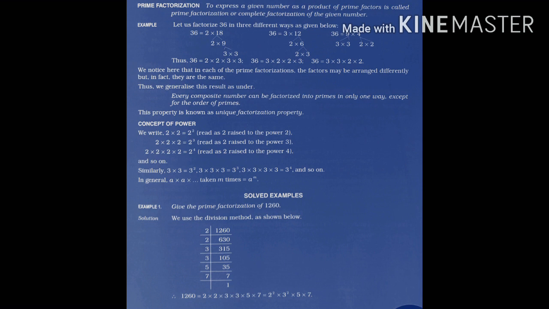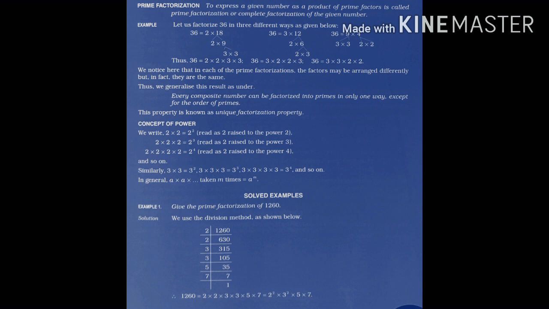Now learn one more thing, which is the concept of power. What is the concept of power? For example, 4. 4 can be written as 2 into 2. So we write this 2 at the top of 2, which is read as 2 raised to the power 2. It is wearing 2 like a hat.